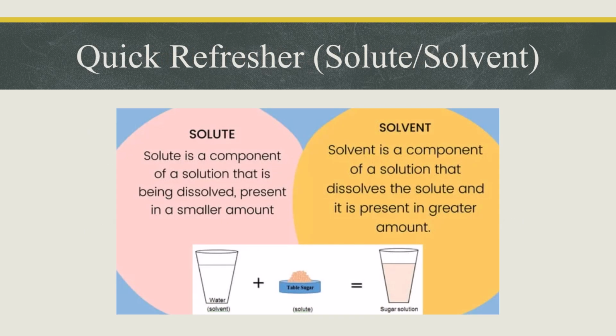So before we get into the lesson, we're going to offer a quick refresher on solutes and solvents so that we're able to distinguish between the two. Now remember, the solute is the component of the solution that is being dissolved, which is present in a smaller amount, and the solvent is the component of the solution that dissolves the solute and is present in a greater amount. So there's always going to be more solvent compared to the solute. In other words, the solute is what is being dissolved, and the solvent is what is doing the dissolving.